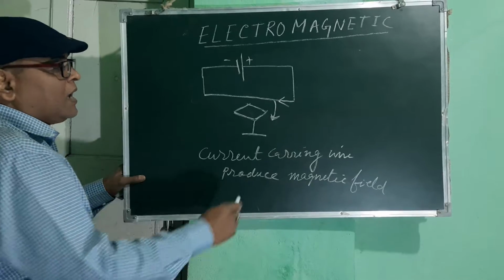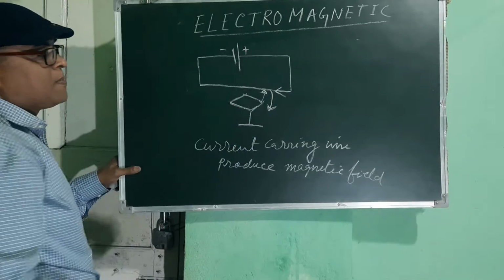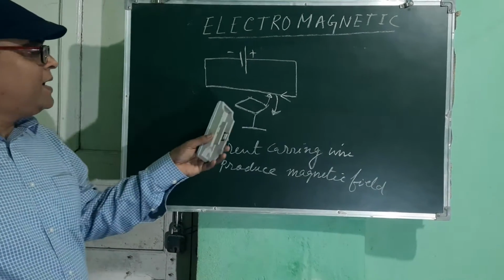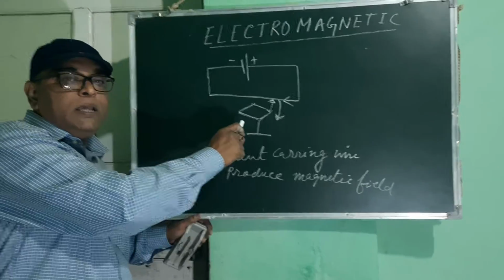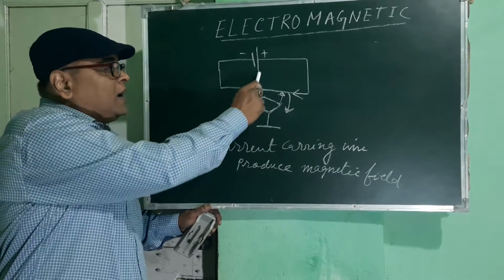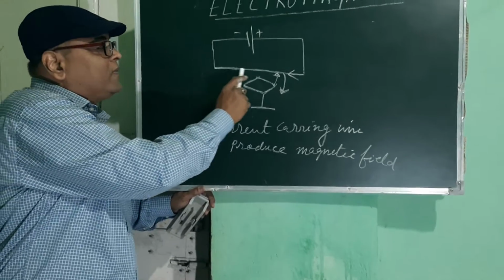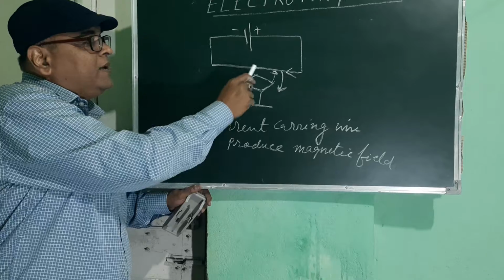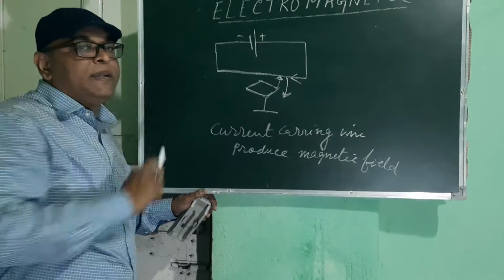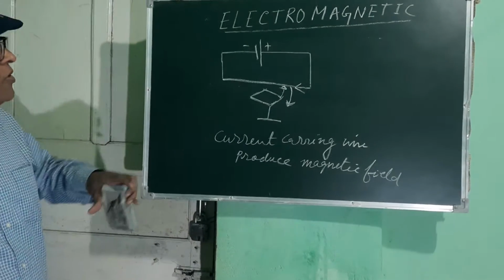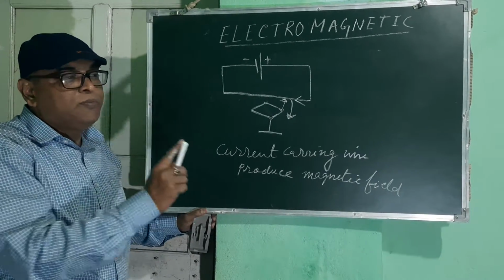If the current is stopped, the magnet returns to its own position. That means the magnetic needle is deflected, and the deflection is possible only when the current carrying wire acts like a magnet and gives a magnetic force, and that magnetic force helps to deflect the magnetic needle. So from the Oersted experiment we can conclude that a current carrying wire produces a magnetic field.